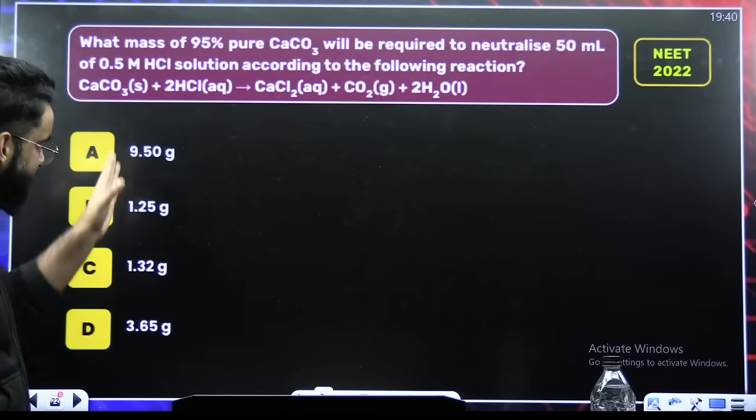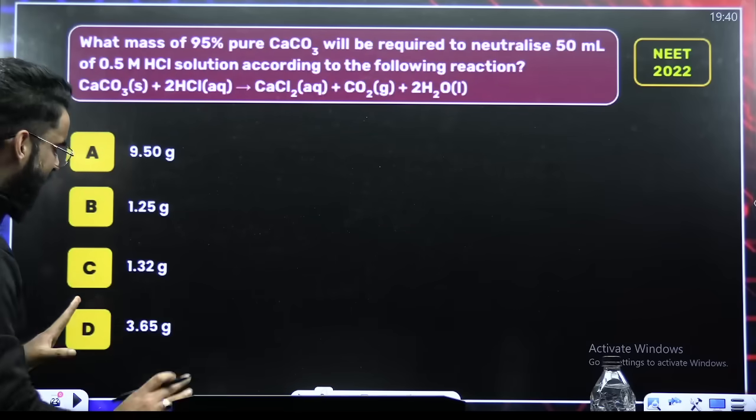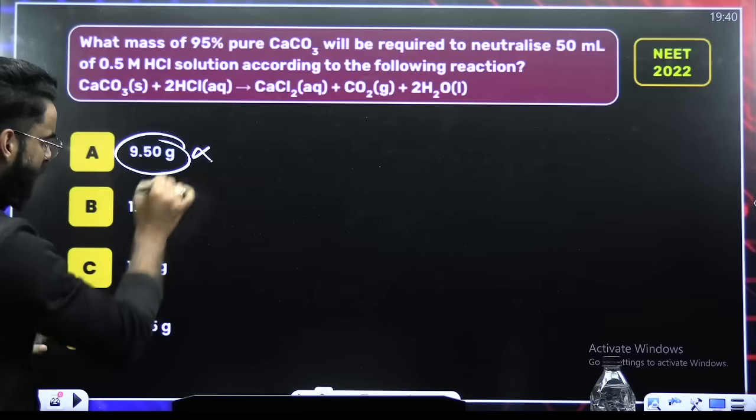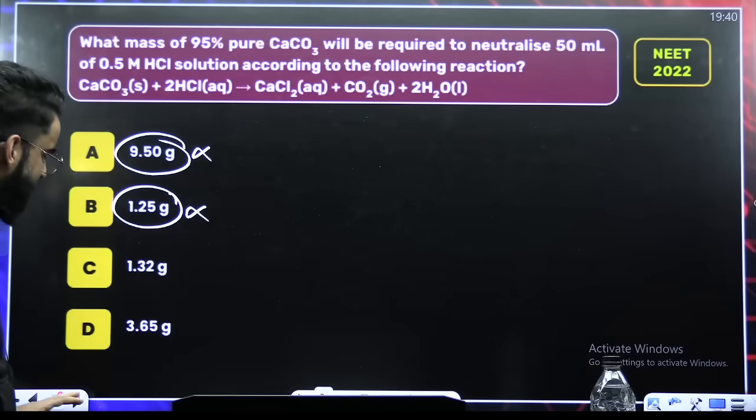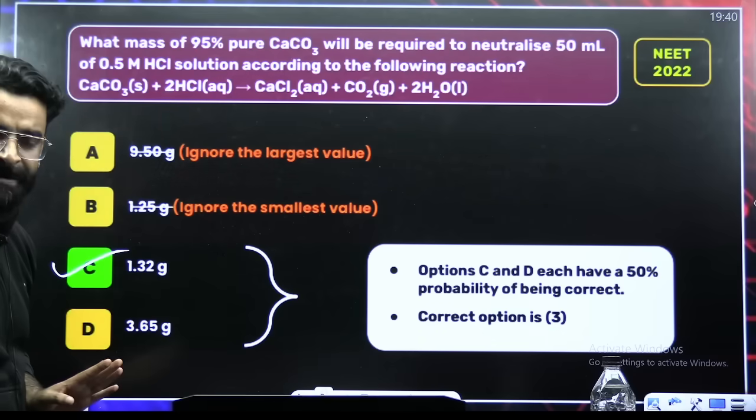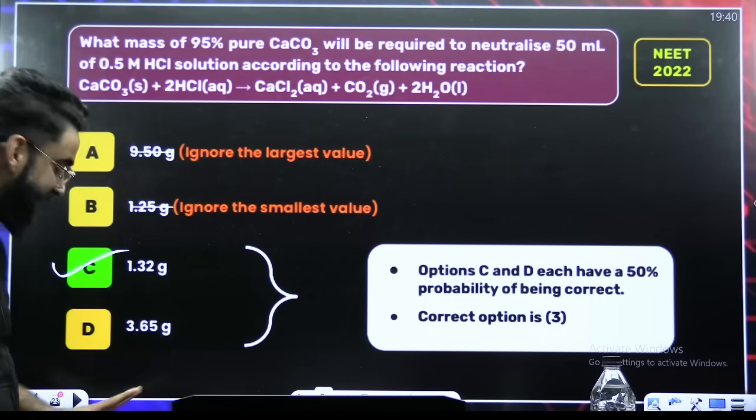Perfect. And look at this question, guys. Extreme high is this one. I'm not going to go with this one. Extreme low is this one. I'm not going to go with this one. Now it can be C or D. So it's option C, right? Again, 50-50 probability at the end.